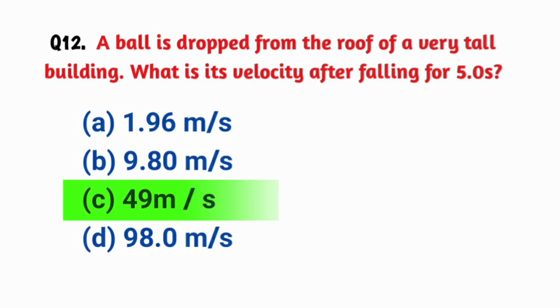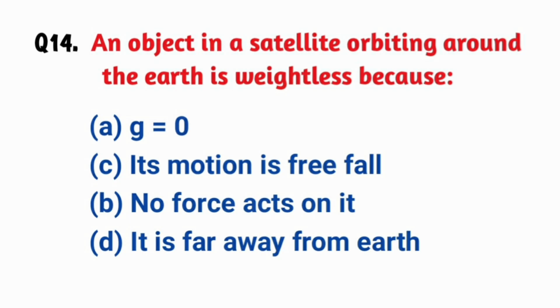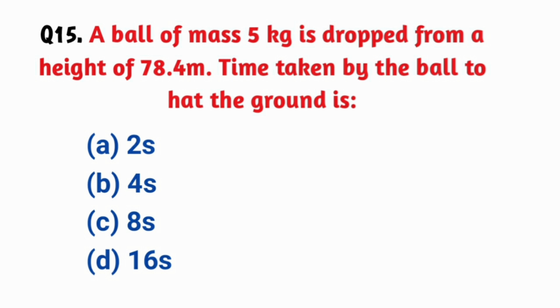Option C is correct. When released from a height, a ball falls 5 m in one second. In four seconds after release, it will fall. Option A is correct. An object in a satellite orbiting around the Earth is weightless because. Option C is correct. A ball of mass 5 kilograms is dropped from a height of 78.4 m. Time taken by the ball to hit the ground is.